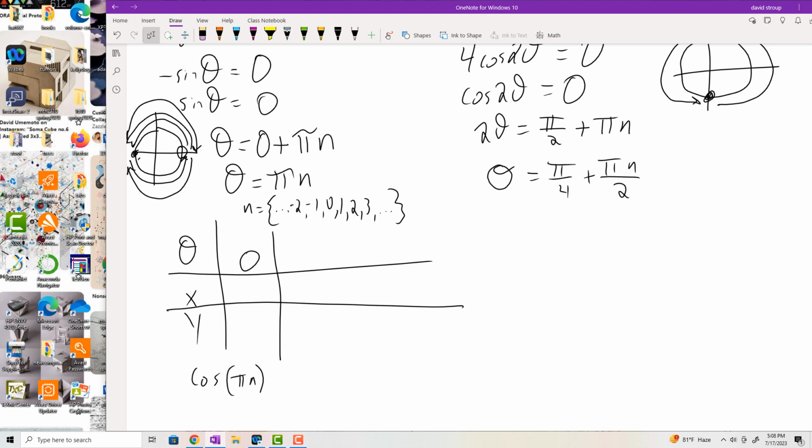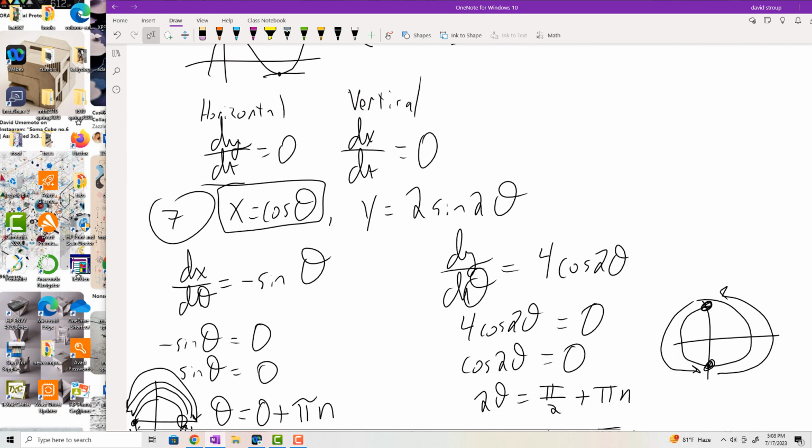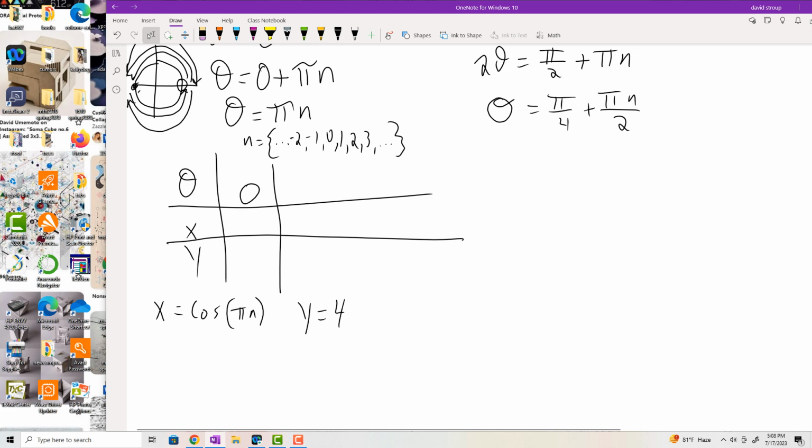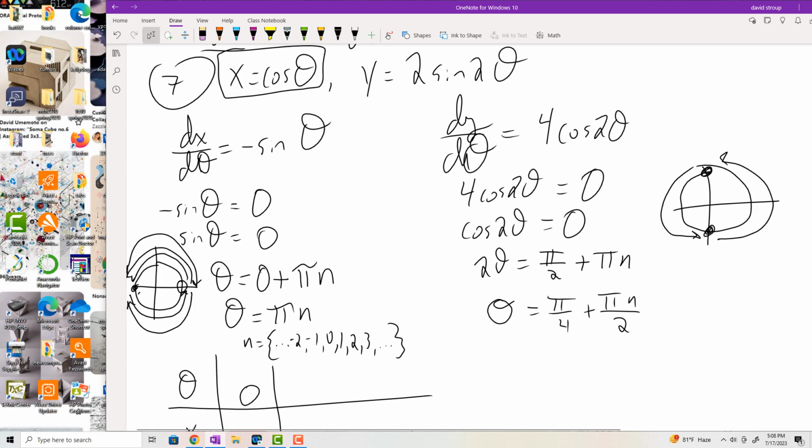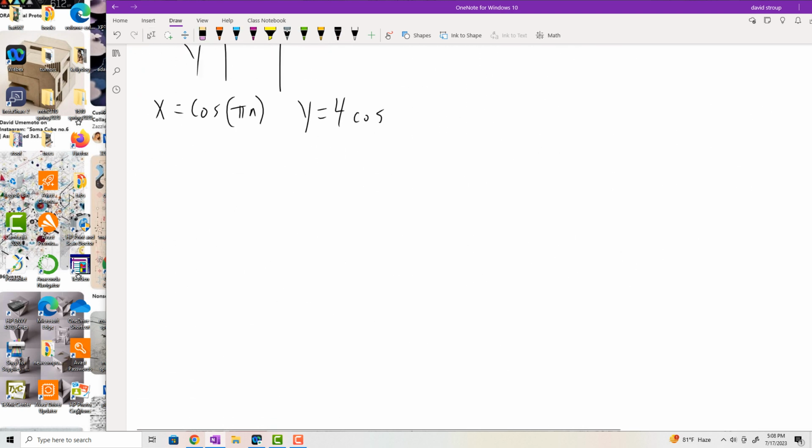You plug in 0, and when you have that case, okay, so it's, x is that, but then y, I need the y formula as well. So y is 4 cosine of 2 theta. So this would be 4 cosine. Are they both cosine? No, I looked at the derivative. 2 sine of 2 theta. So in this case, it's going to be 2 times pi n.